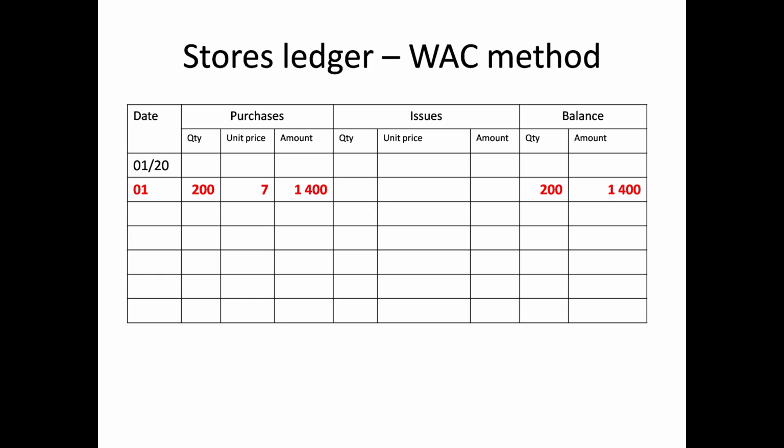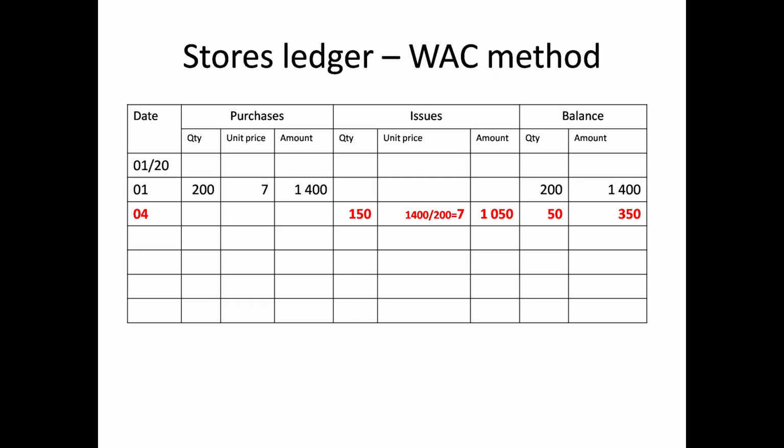4th of January sold 150 units. Then under date 4, under issue, quantity 150. Now the method is weighted average cost method. When you are going to issue inventories, you need to calculate the weighted average price of the issued inventory. First of all, go to the balance before the issue. Immediate balance before the issue.